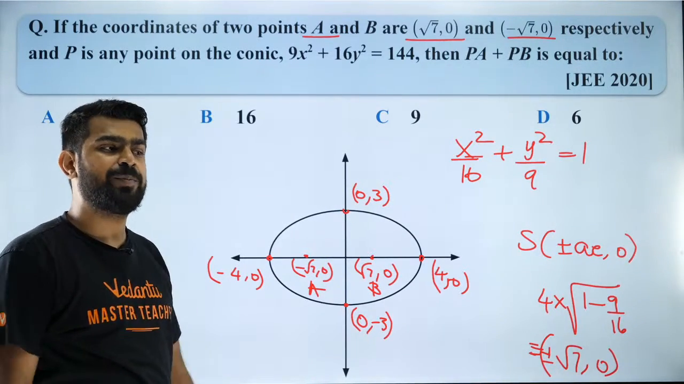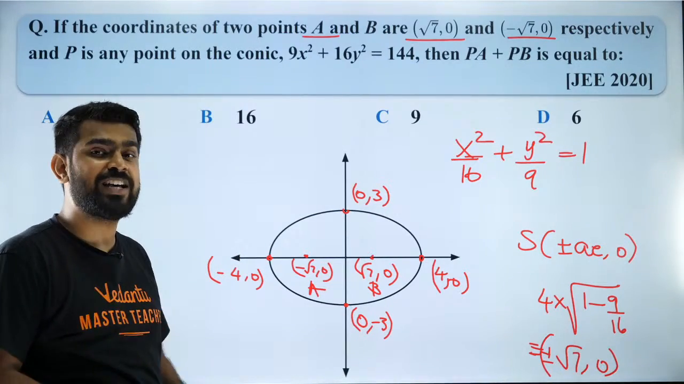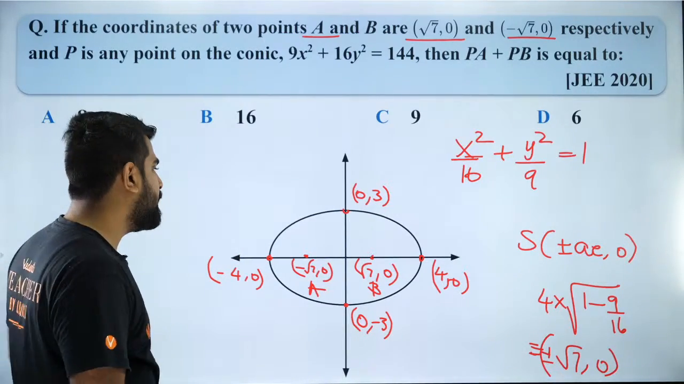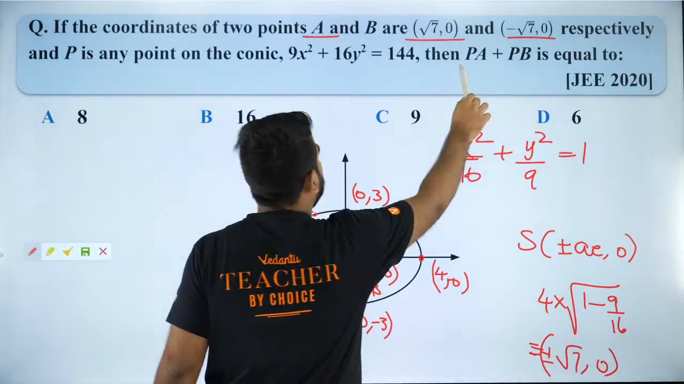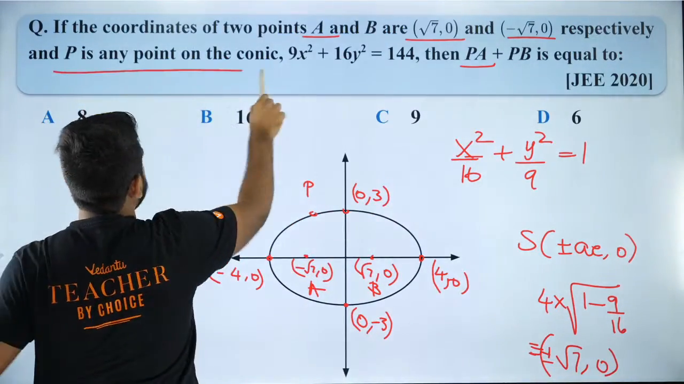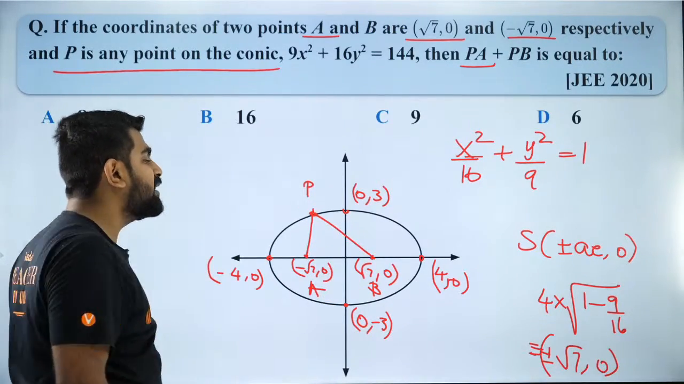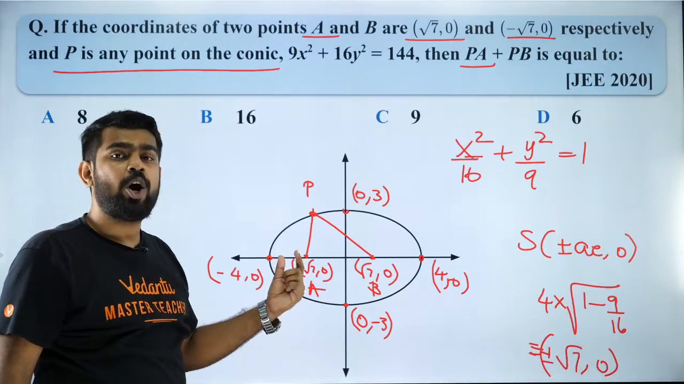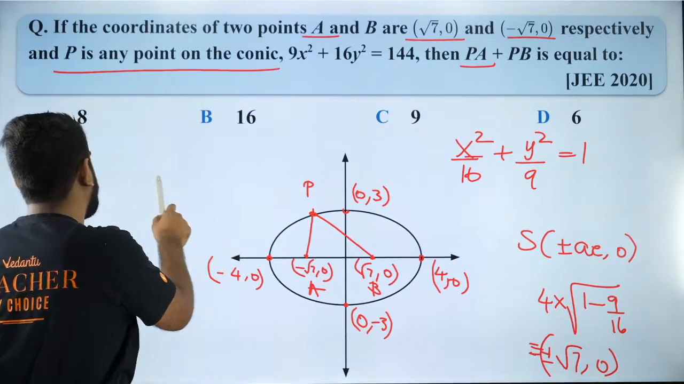Very good, Yashwant. I am so happy that you said it. It is so encouraging for teachers when students are getting confident. Brilliant, people. Now we have any point P on the ellipse. So let us say P is any point on the ellipse. Now PA plus PB. So guys, this is what we call the alternative definition of an ellipse.